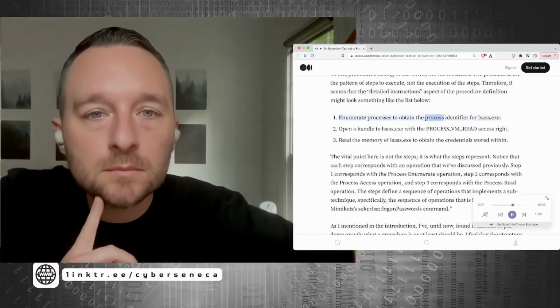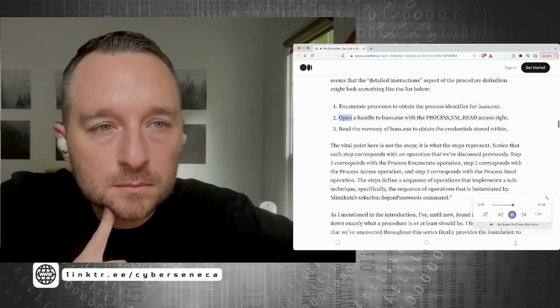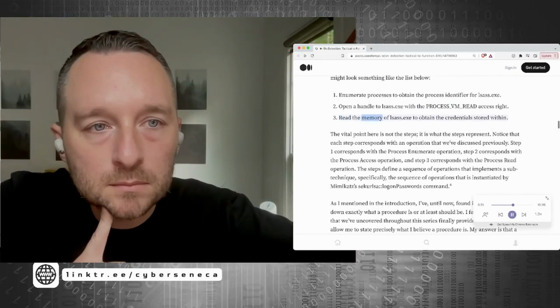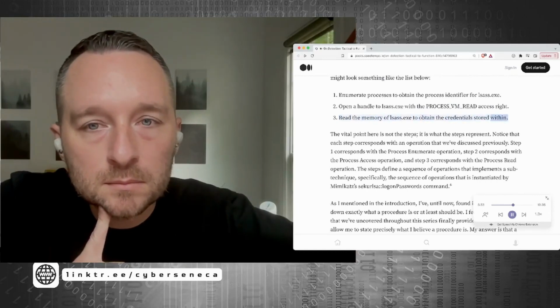Enumerate processes to obtain the process identifier for lsass.exe. Open a handle to lsass.exe with the process_vm_read access right. Read the memory of lsass.exe to obtain the credentials stored within.